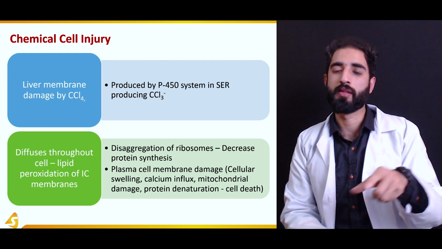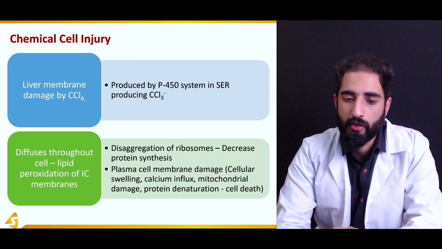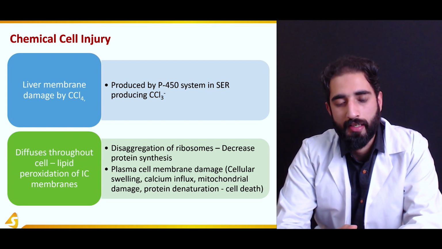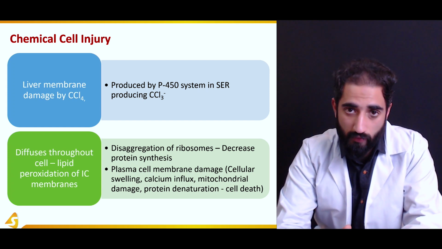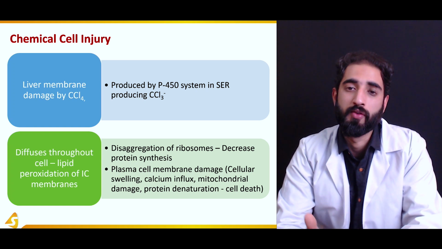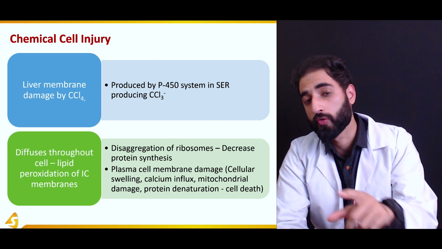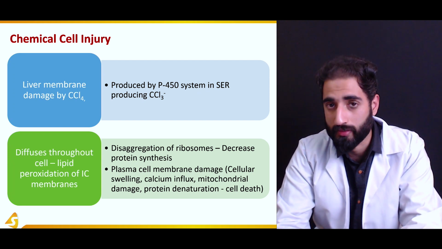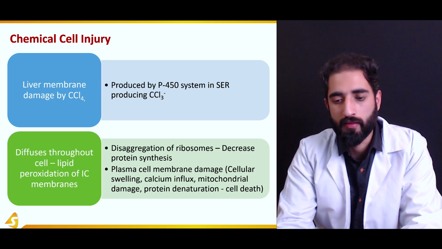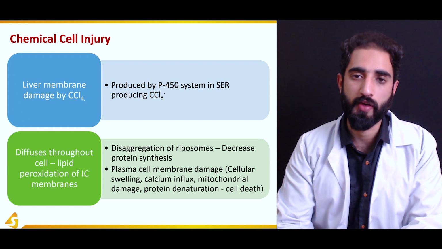So what happens is that when this carbon trichloride reacts with the liver membrane, it diffuses throughout the cell, and lipid peroxidation, the oxidation of the lipids in the membranes, occurs in the cell as well as the intracellular organelles. This leads to disaggregation of ribosomes, similar to what we discussed in hypoxic cell injury. Disaggregation of ribosomes results in decreased protein synthesis, because protein synthesis is carried out by the ribosomes in the first place.